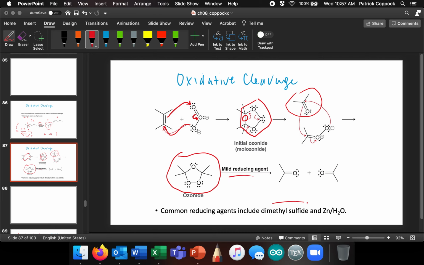And you have to appreciate that you've got 2 reducing agents you're going to have to be watching out for, either DMS or zinc and water. All right, so you've got 2 more reactions here. One of them is ozone with DMS, and the other one is ozone followed by zinc and water. But in both cases, all you're doing is you're taking that double bond and you're clipping it and putting oxygens on there. Good luck.